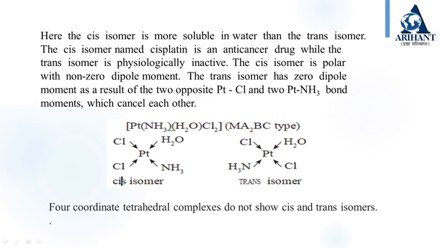The cis isomer is polar with a non-zero dipole moment, while the trans isomer has zero dipole moment as a result of two opposite Pt-Cl and two opposite Pt-NH3 bonds. So both chlorines are on opposite sides and both NH3 are on opposite sides. So it does not have any dipole moment. The dipole moments cancel each other. Four coordinate tetrahedral complexes do not show cis and trans isomers.